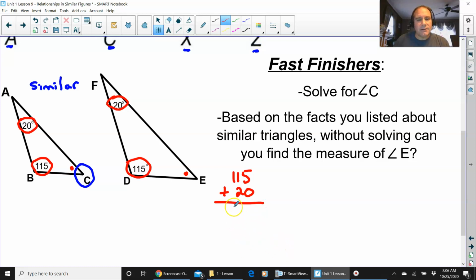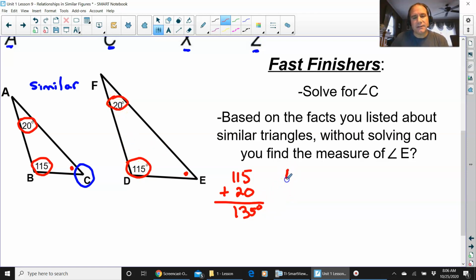And right now, I know that that is going to be 135 degrees. That does not mean that angle E or C is 135 degrees. You could tell this is an acute angle. This is an acute angle. So what do you think you need to do to figure out what the missing angle is when the other two interior angles are 115 and 20?